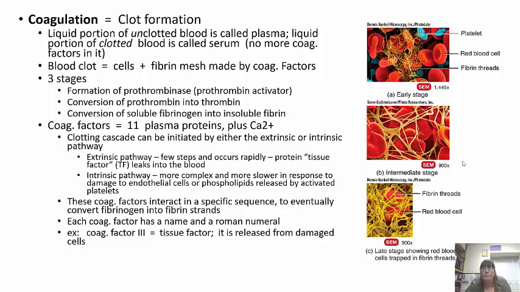So it takes a little longer. The coagulation factors interact in a specific sequence, and it's eventually going to convert the fibrinogen into fibrin. And then the fibrin mixes with the cells, and you have your clot. Each coagulation factor has a name and a Roman numeral. For example, coagulation factor 3 is tissue factor. This is what's released from the damaged cells.